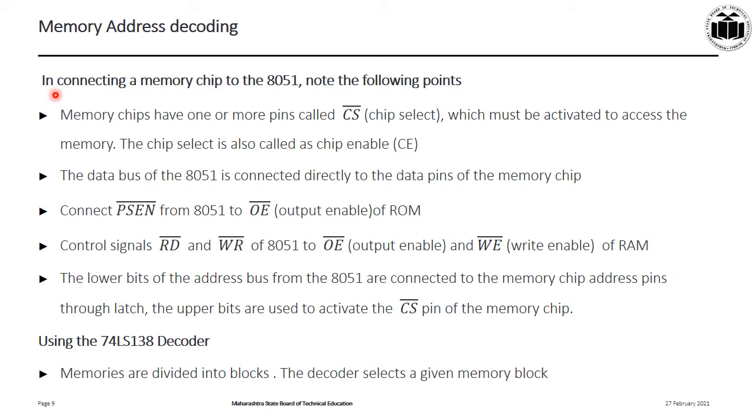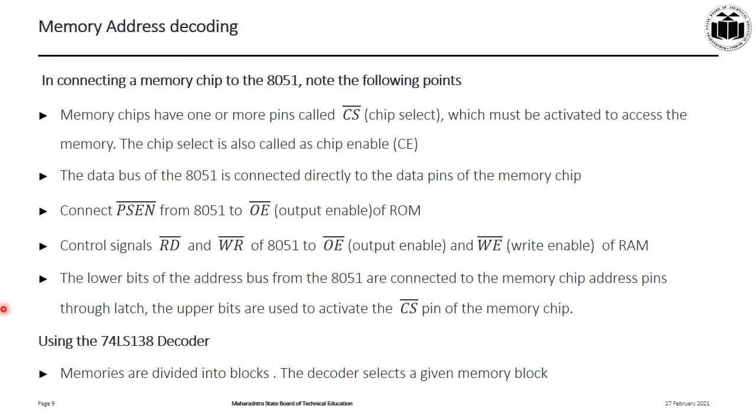In connecting a memory chip to 8051, we must note the following points. Memory chips have one or more pins called CS bar, that is chip select, which must be activated to access the memory. The data bus of 8051 is directly connected to data pins of the memory chip. PSEN bar from 8051 is connected to OE bar, that is output enable, of external ROM. For external RAM, RD bar and WR bar of 8051 are connected to OE bar and WE bar, that is write enable.